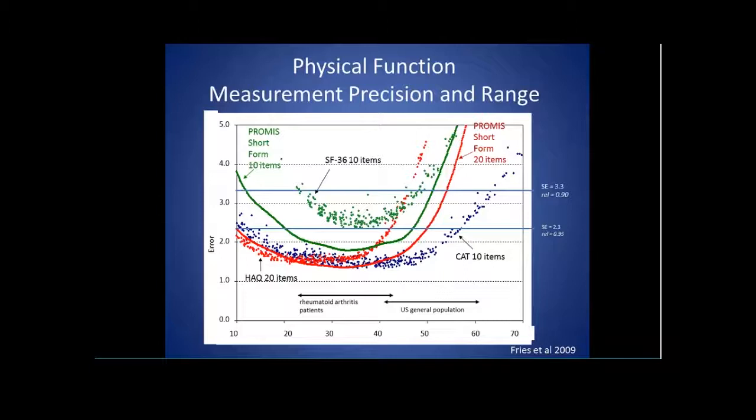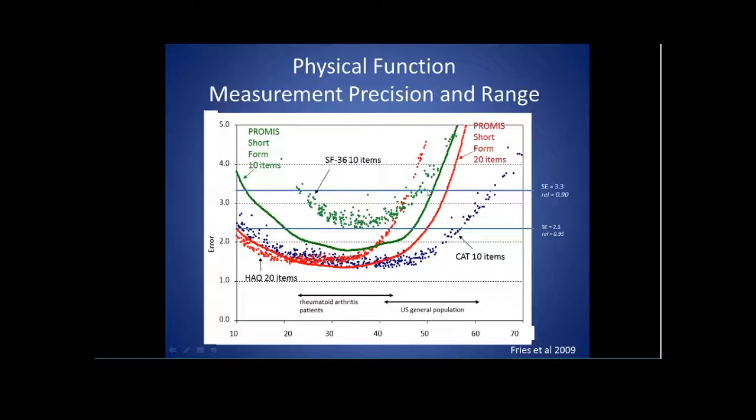Another common legacy tool is the HAQ. The HAQ is a 20-item instrument indicated by these red dots, and it was developed in arthritis populations. And you'll see it does a fantastic job at assessing people at this very low range of physical function, but it does not do a very good job even at the general population mean.